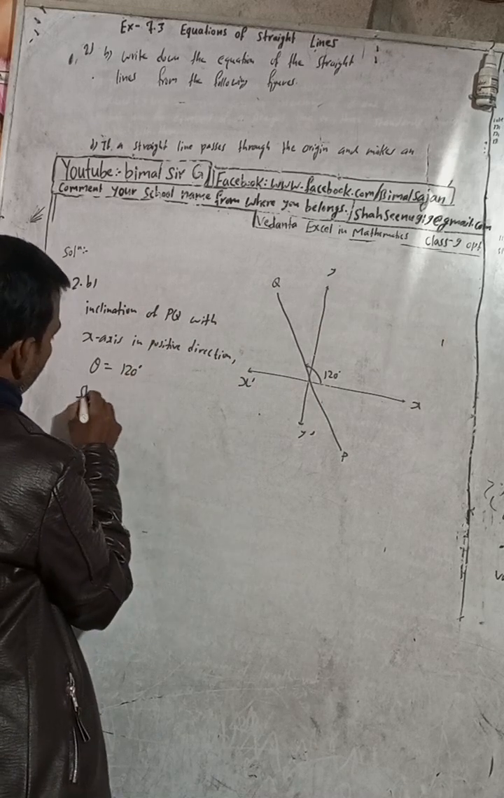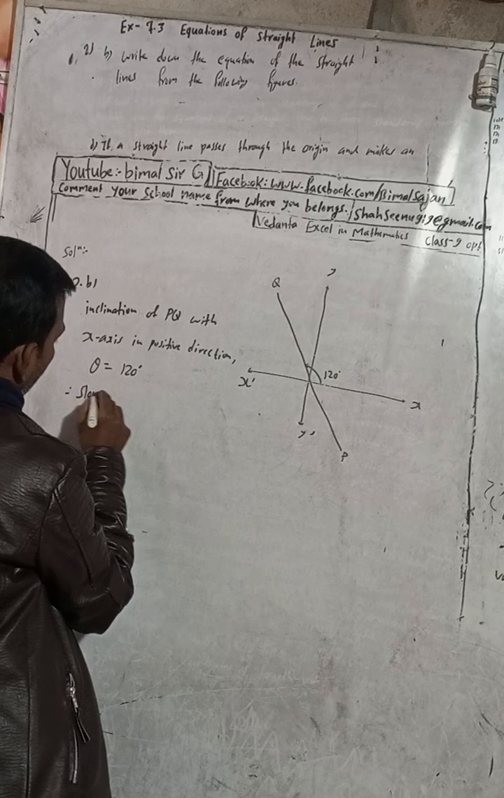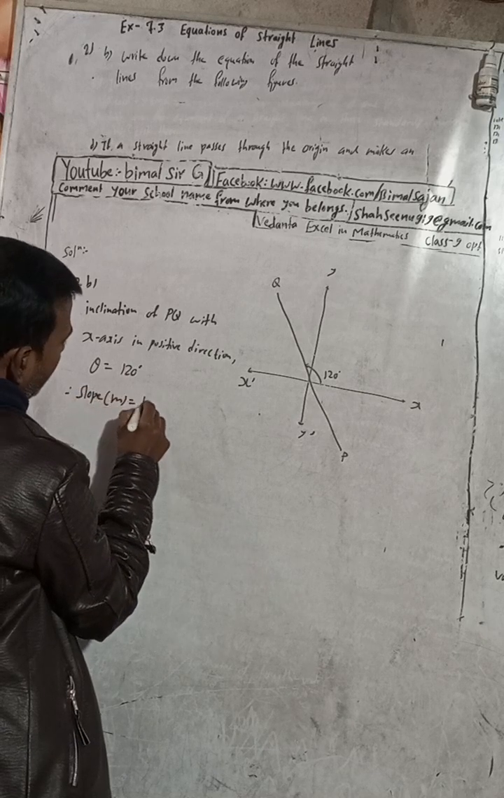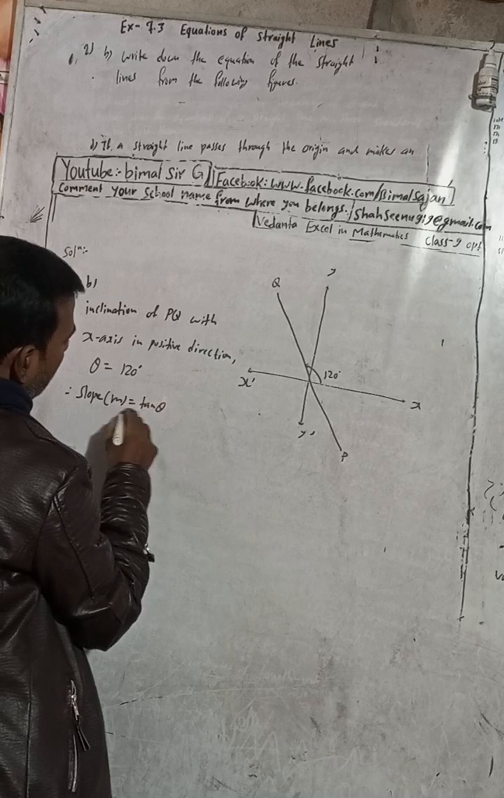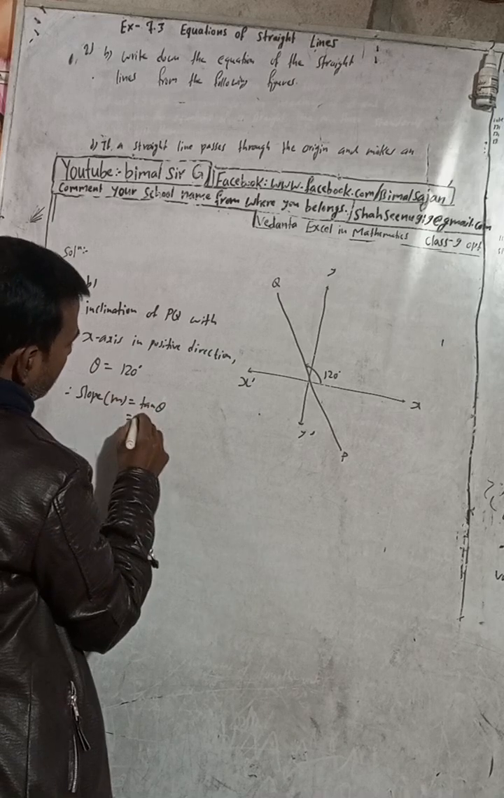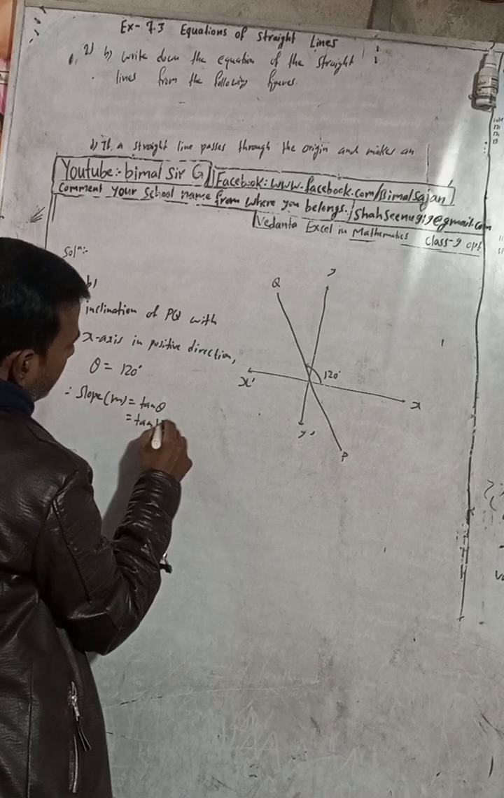Now we can write slope. Therefore slope is indicated by m is equal to tan 120 degree or tan theta. What is the theta value? 120 degree.